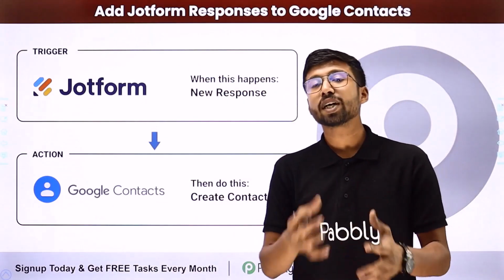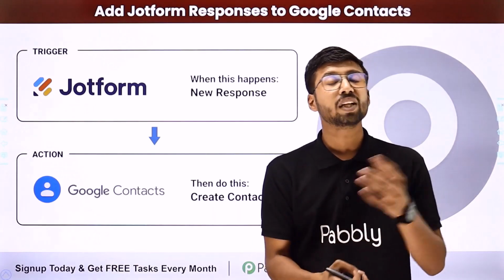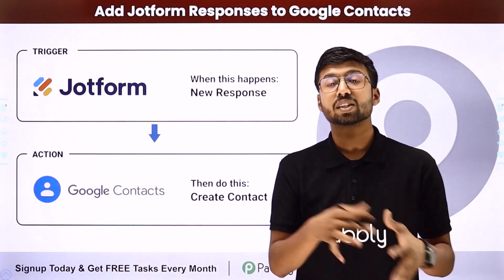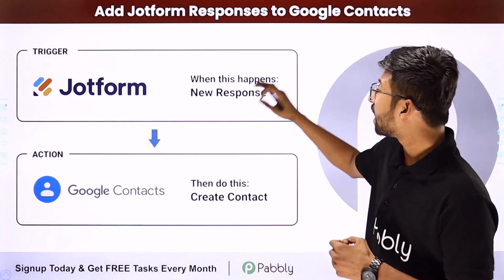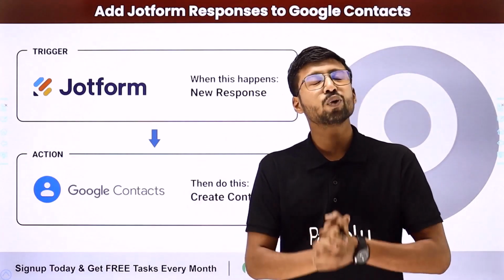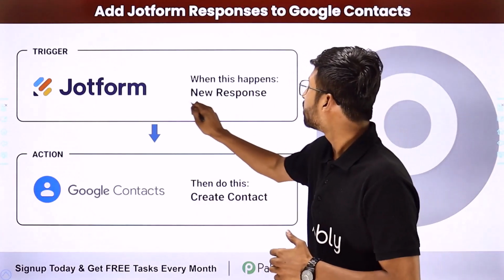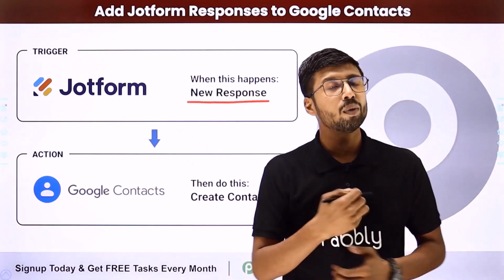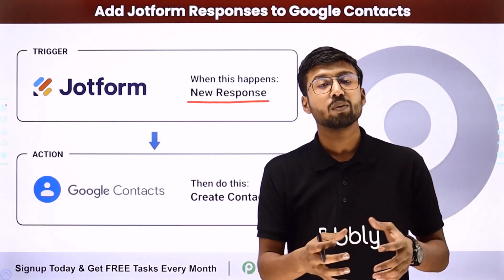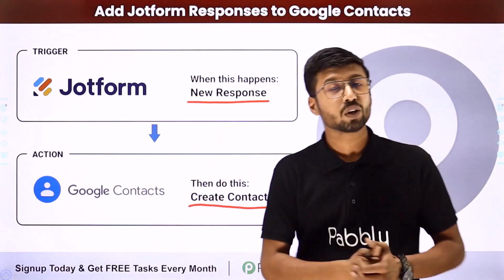So in this video, we are going to learn how to add Jotform responses to Google Contacts. Now suppose, guys, you have created some kind of online form using Jotform and you want that whenever a user enters some details and submits the form, automatically that user should be added as a new contact in Google Contacts. So let me tell you, you can completely automate this process. In this automation, whenever a new response is received in Jotform, automatically with the same form submission details, we will add the user as a new contact in Google Contacts.